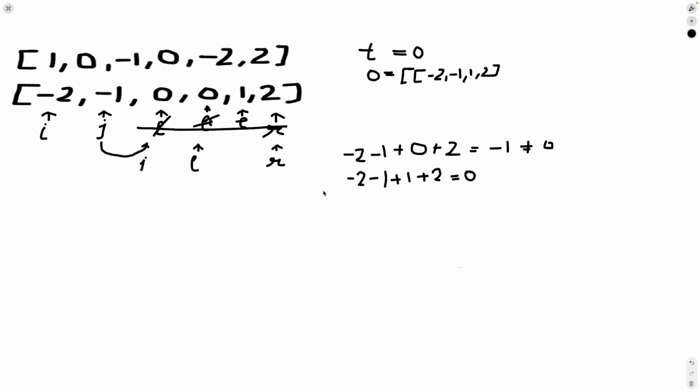Now let's look at what the new sum is. We have i still pointing to -2, j points to 0, left points to 0, and right points to 2. This sum is also equal to 0. Now are these elements unique? Are they not the same as in the output? Yes. So I'm going to add this to the output list. So it's -2, 0, 0, and 2.